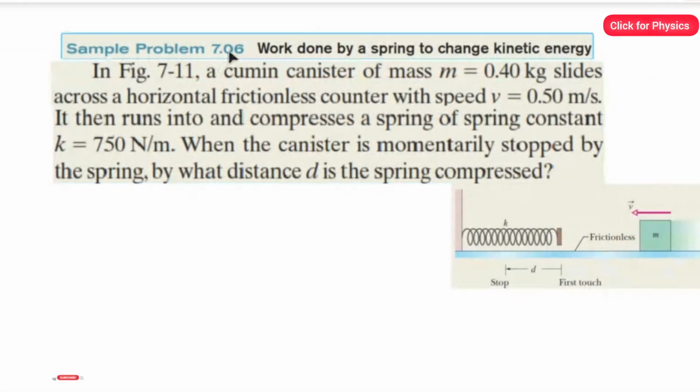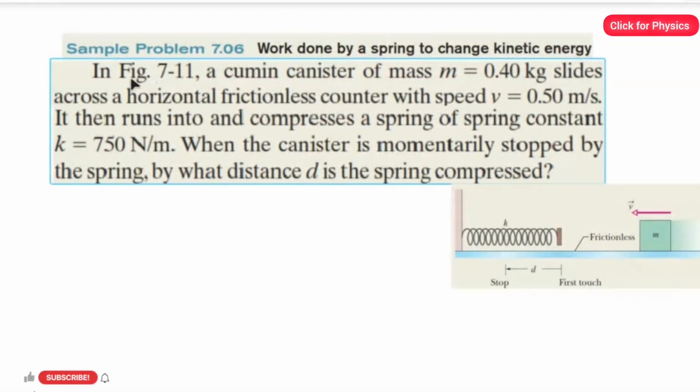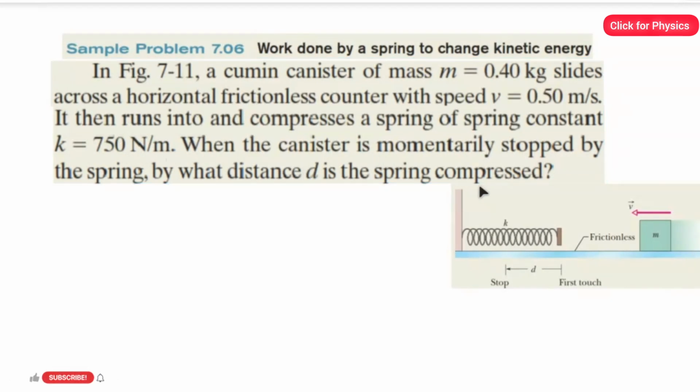Sample problem 7.06. In the given figure, a cumin canister of mass m equal to 0.4 kilogram slides across the horizontal frictionless counter with speed v equal to 0.5 meter per second. It then runs into and compresses a spring of spring constant k equal to 750 Newton per meter. When the canister is momentarily stopped by the spring, by what distance d is the spring compressed?